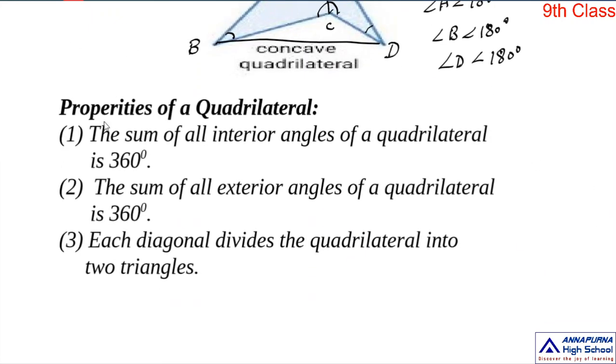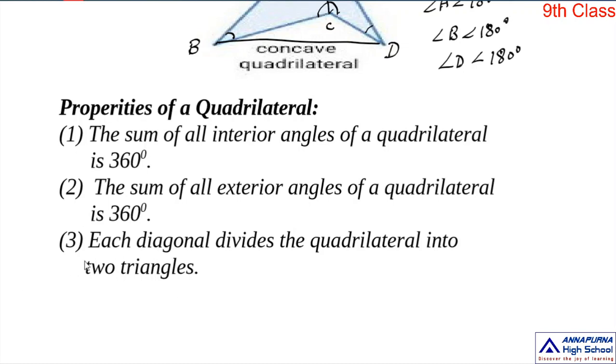Next, properties of a quadrilateral. These are the important properties. The first property is that the sum of all interior angles of a quadrilateral is 360 degrees. Next, the sum of all exterior angles of a quadrilateral is 360 degrees.